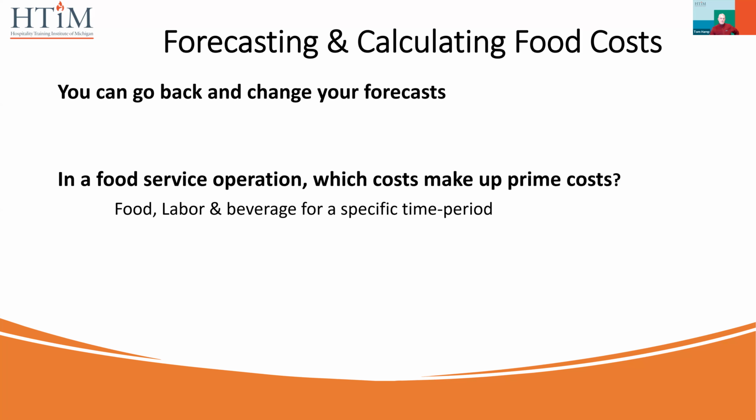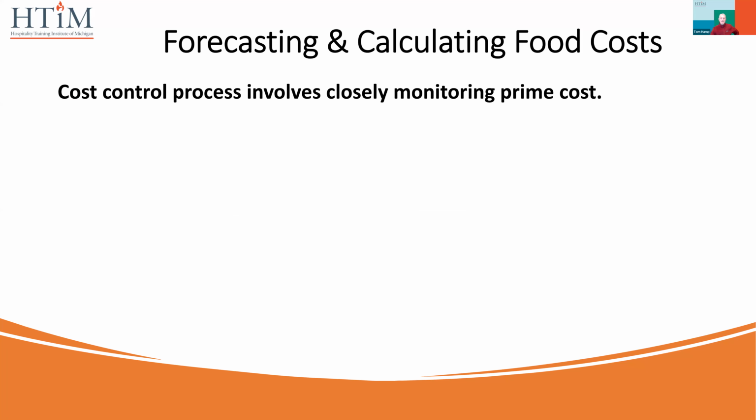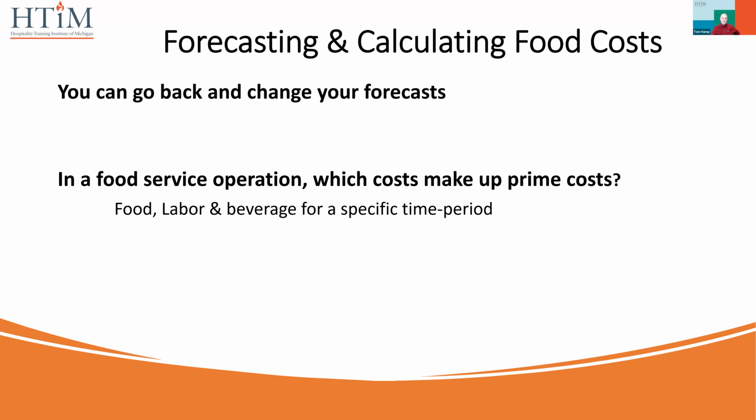Big thing that you almost always have to keep track of. Let me go back here. In food service operation, the costs that make up prime costs are food, labor, and beverage. So we knew food and beverage, that was in our food costs, right? When you add labor, now those 3 costs are called prime costs.